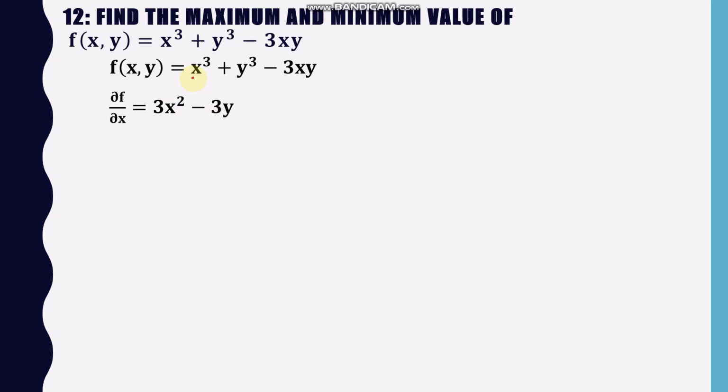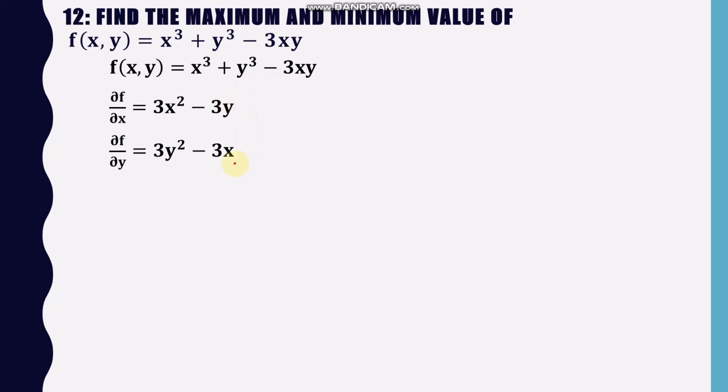What you have to do? You have to take the derivative of this function with respect to x, keeping y constant. So the derivative of x cube is 3x square. y is constant, so y cube is constant, so the derivative of y cube is 0. Then 3 is constant, y is constant, so constant into x, the derivative is the constant, right? So we'll get minus 3y from there. Then we find the derivative of f with respect to y, keeping x constant. That will be equal to 3y square minus 3x.